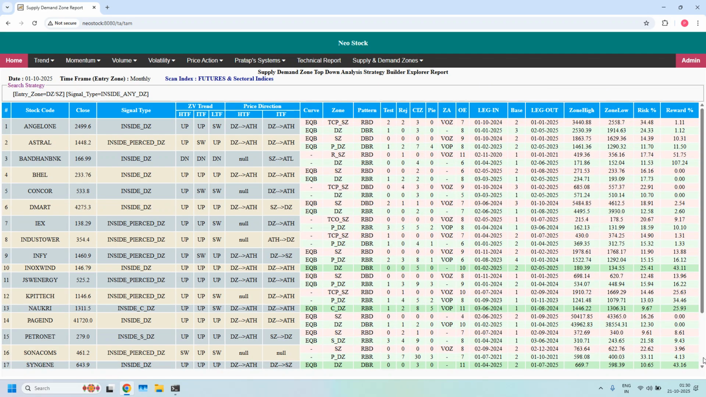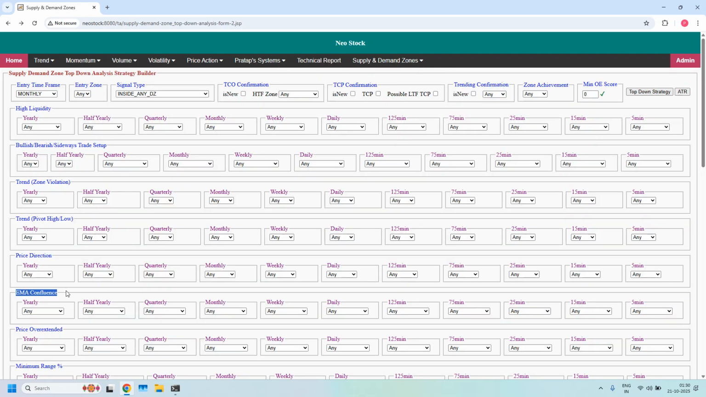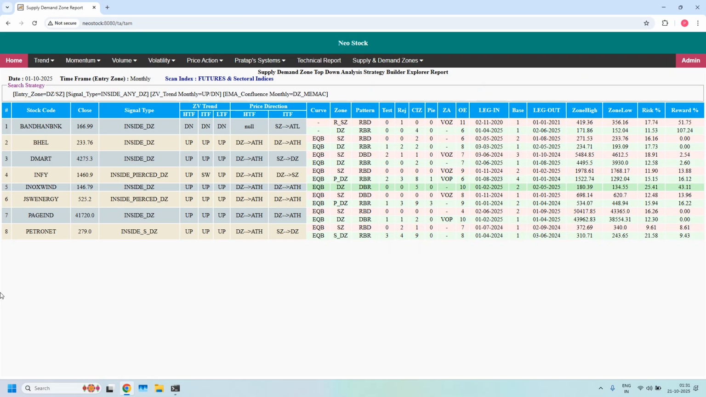First 17 stocks in the list. Scrolling the list down. Total 21 stocks are filtered. We can further filter this list based on the monthly demand zone having monthly EMA confluence. At the same time, the trend in the monthly should not be sideways. It can be up or down. We got 8 stocks.